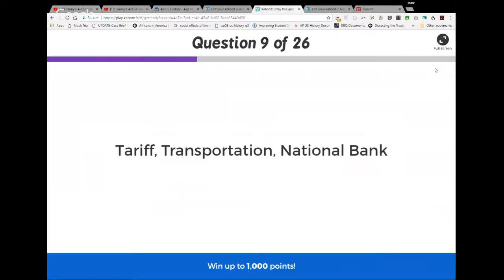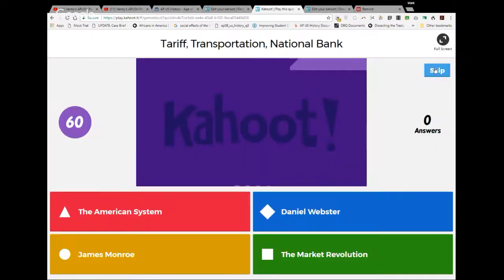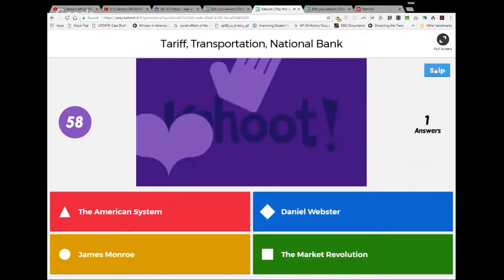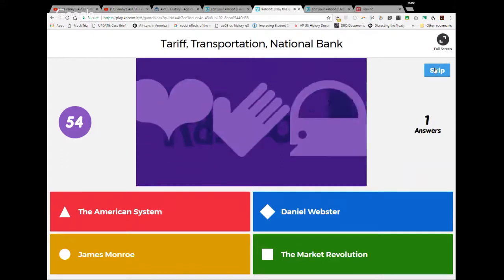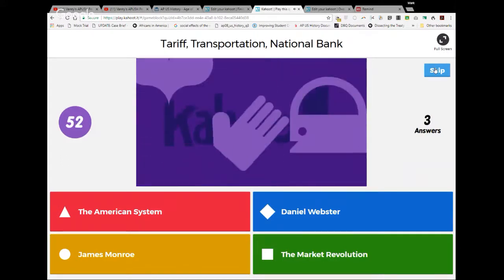Tariff, transportation, and national bank. What do these 3 things belong to?